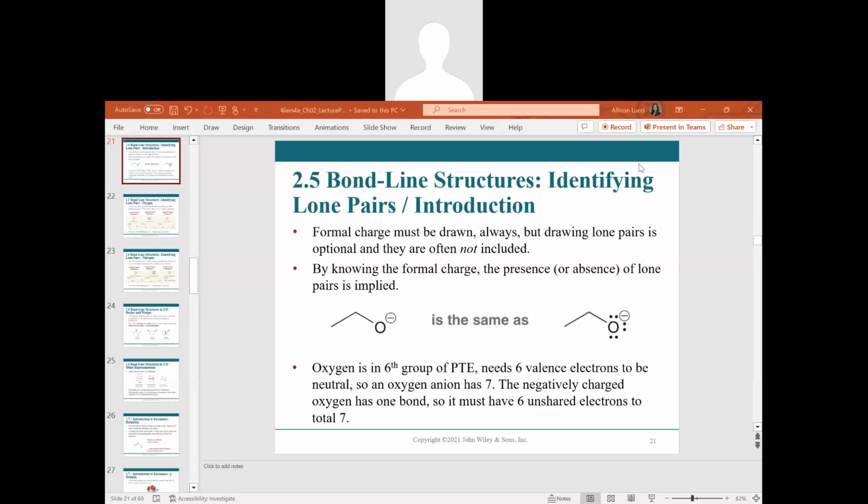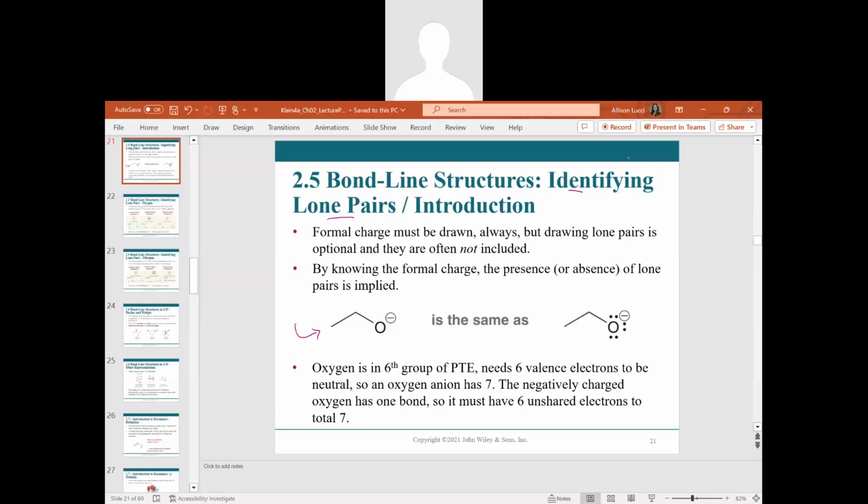In section 2.5, we take a look at how to identify lone pairs in a bond line structure. So we'll take a look down here and we see this ion shown here. It has a charge, so it's not just a molecule, it's an ion. And we see this formal charge of -1 on the oxygen. So what we need to infer is the number of lone pair electrons that would exist on this oxygen.